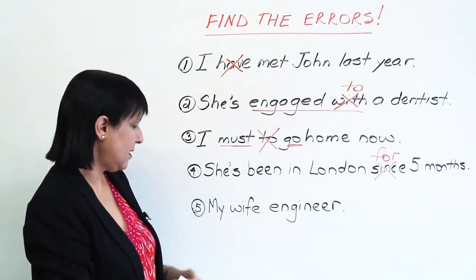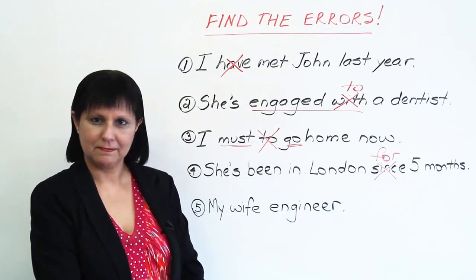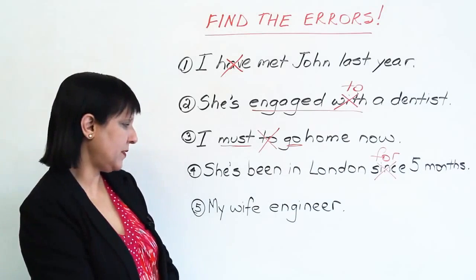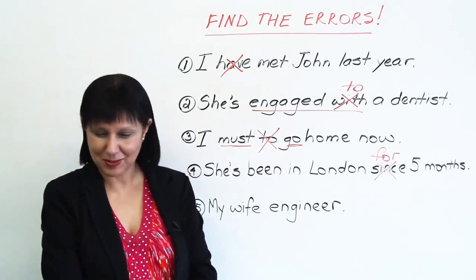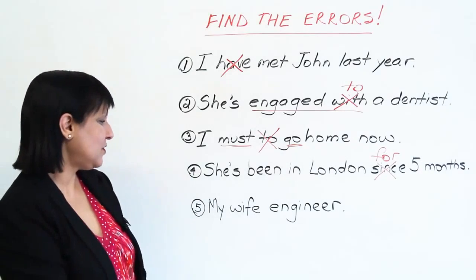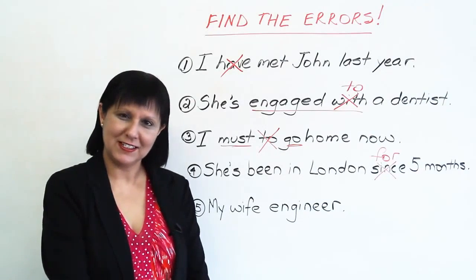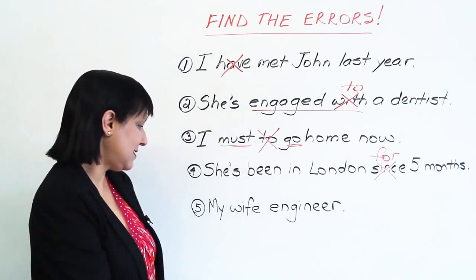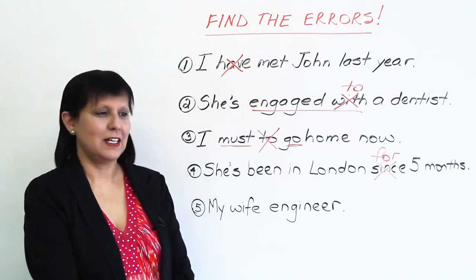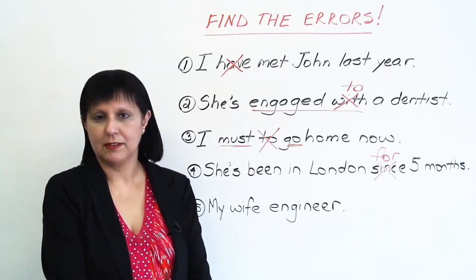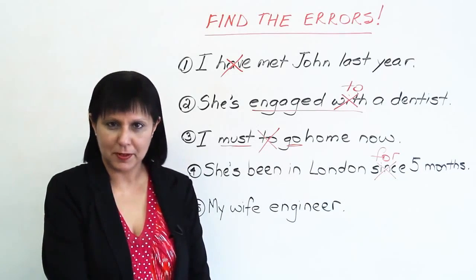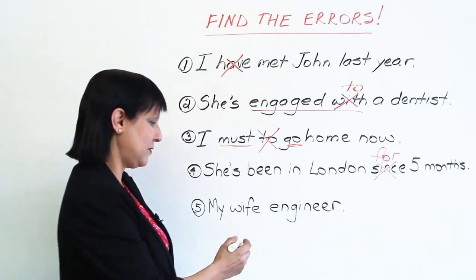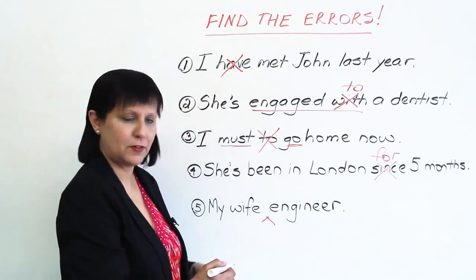Next. My wife, engineer. Okay? What's wrong with that? Well, there's a couple of things wrong with that. First of all, in every English sentence, it's very important to know that you do need to have a verb. And this sentence has no verb. And the verb in English can also be the verb to be, because that is a verb. But you need some verb. Every English sentence requires a verb. So we need to add a verb here.